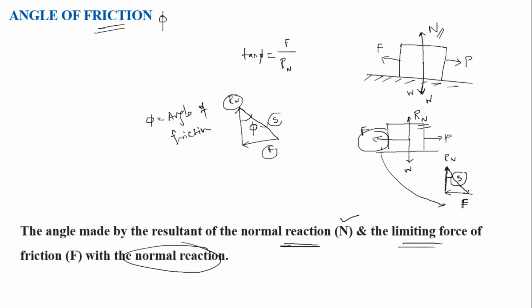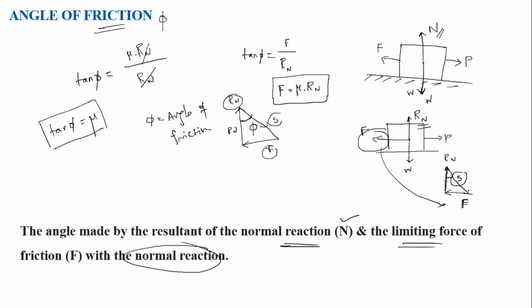So, for the angle of friction, tan phi is equal to opposite by adjacent, F by Rn. We know that F is equal to mu into Rn. In the previous slide we discussed that force of friction is equal to mu into Rn. So, substituting here, tan phi is equal to mu Rn divided by Rn. Rn cancels, so tan phi is equal to mu. This is the equation we got finally.